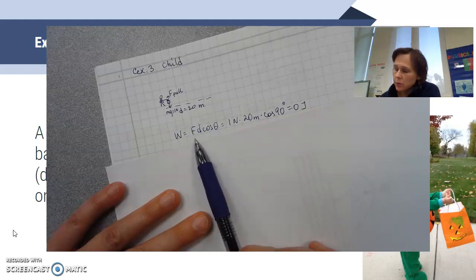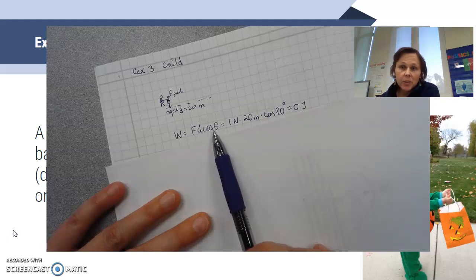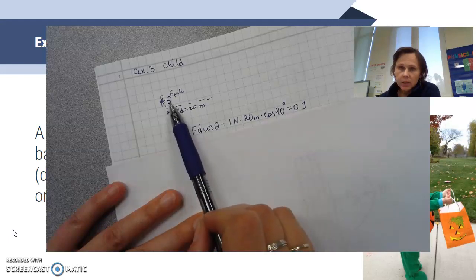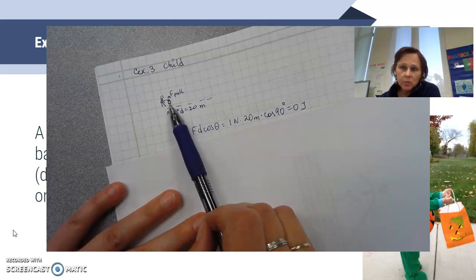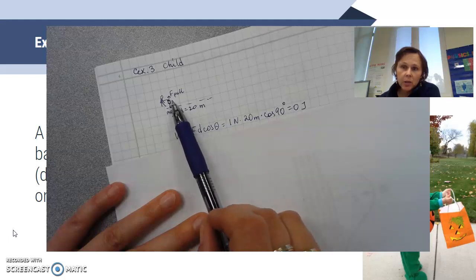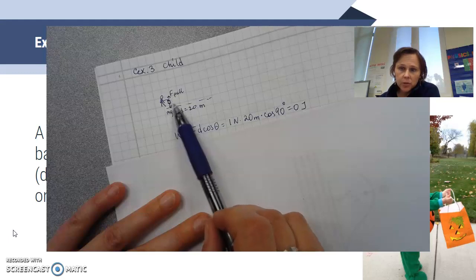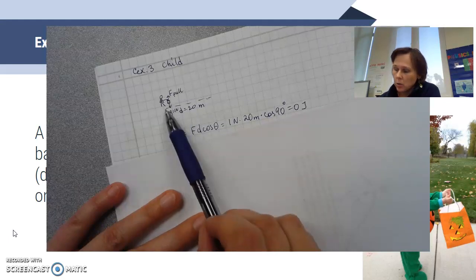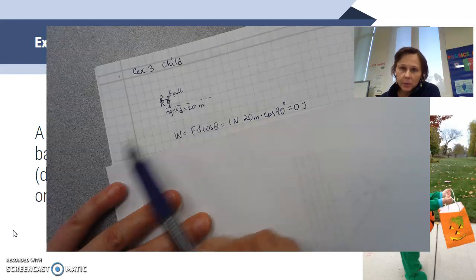So if you use the force times displacement times cosine of the angle between them, you can say that the force is 1 Newton. The child carries the bag with the force of pull, which is equal to the weight of the bag, right? So the bag is not falling down, the child holds the bag. So the force the child applies to the bag is vertical, it's perpendicular to the displacement, right? So the mg is down on the bag, the F pull of the child is up on the bag, and the child moves to the right 20 meters.